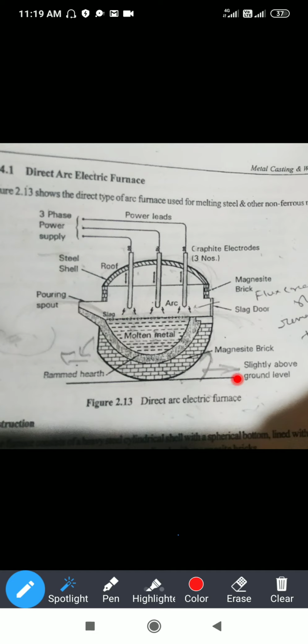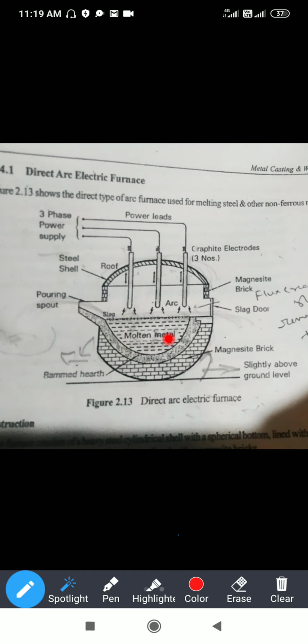The operator removes the upper surface of the molten metal, where the impurities have collected. The impurities on the molten metal are removed. Then, when the slag has been removed, the electrodes are removed from the roof, and the molten metal is ready for pouring.